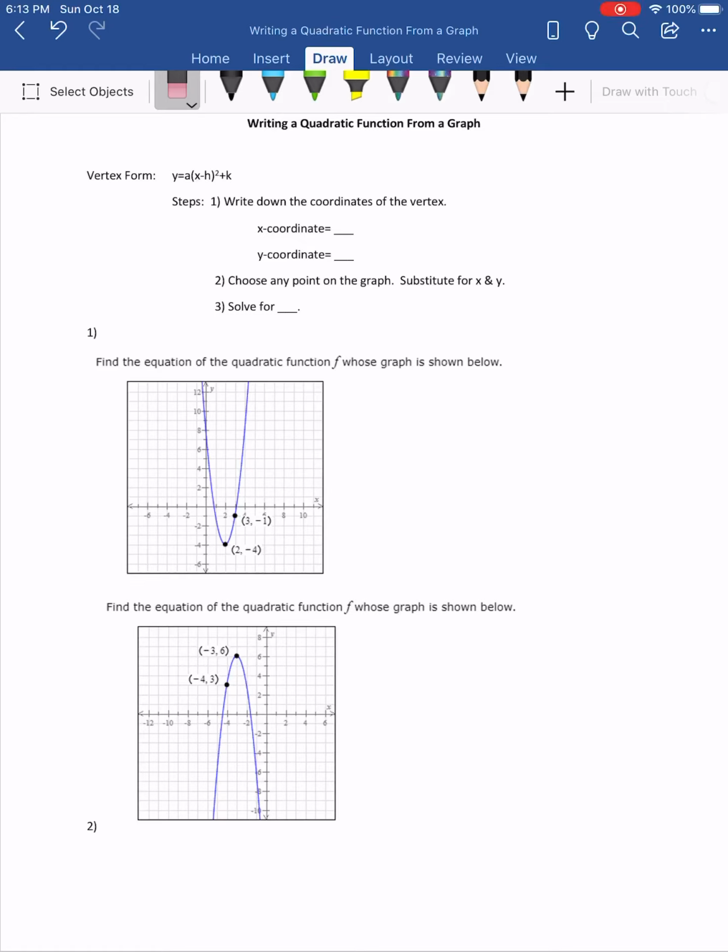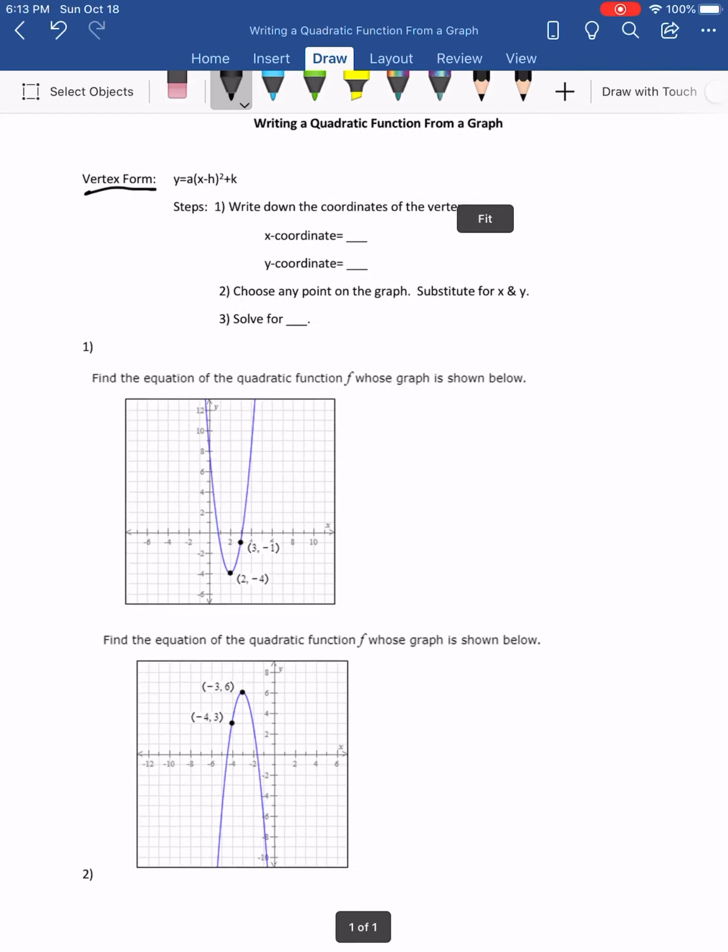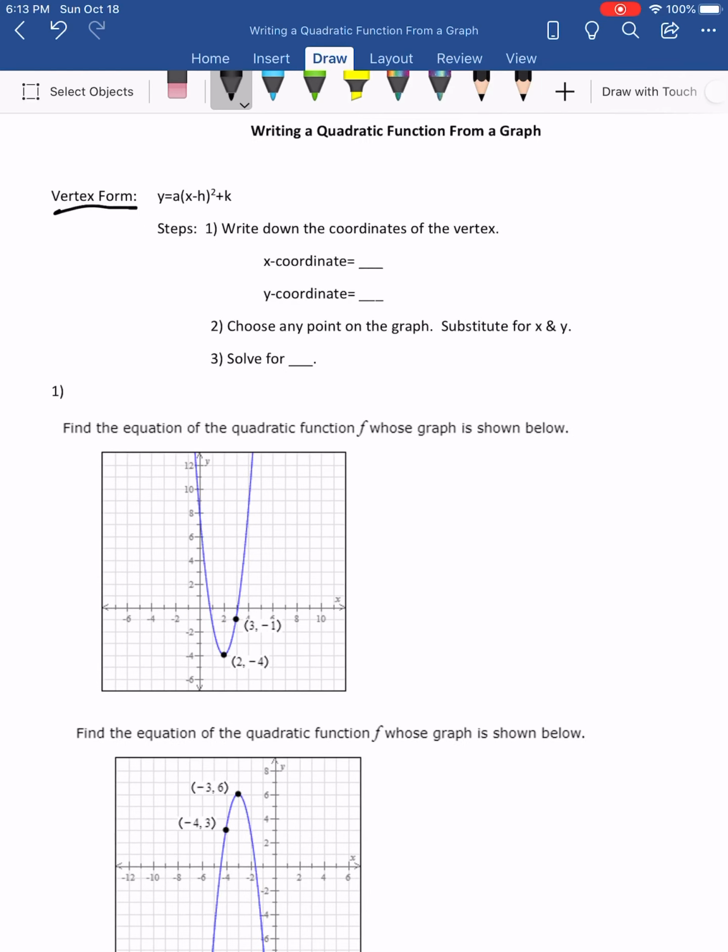In this lesson, we want to write a quadratic equation from its graph. So in order to do that, we'll use the vertex form, which we know is y equals a times x minus h squared plus k. Remember that h comma k is the vertex, okay? So first thing we want to do is write down the coordinates of the vertex. In number 1, the vertex is 2, negative 4.